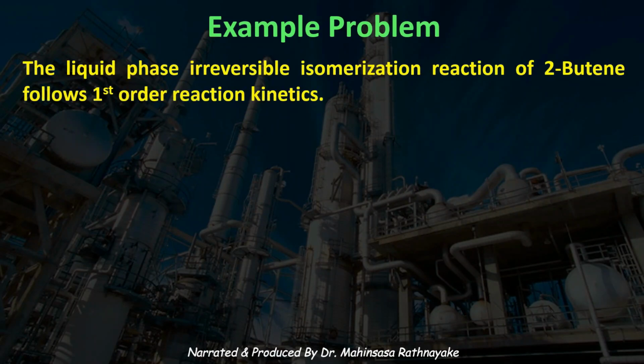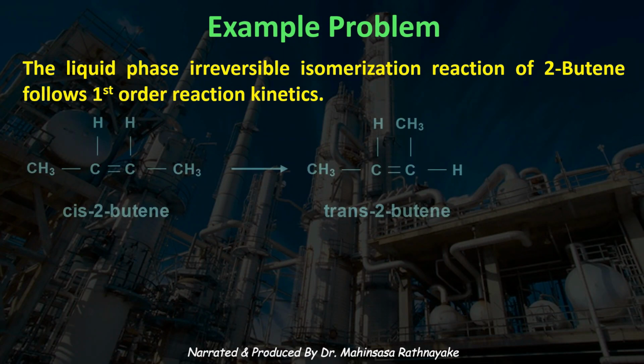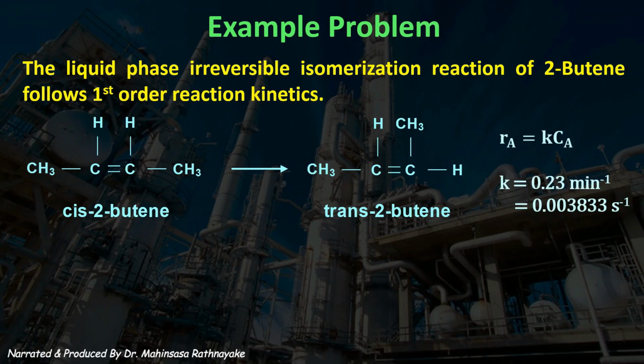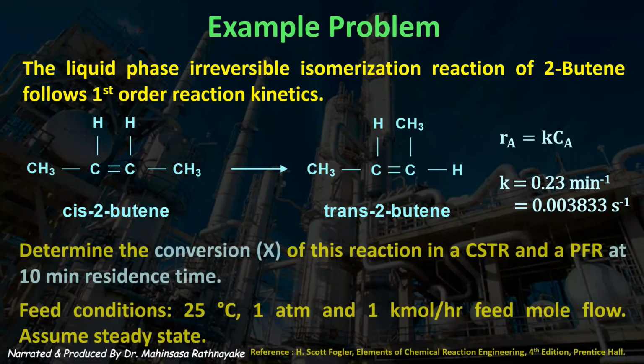Let's consider the homogeneous liquid phase reaction of cis-to-trans isomerization of 2-butene. The first order reaction is carried out in a CSTR and PFR separately, where the volumetric flow rate is constant. Let's take the feed mole rate of cis-2-butene as 1 kmol per hour into each reactor. The rate constant K has been experimentally found to be 0.23 per minute. We need to determine the conversion of each reactor at 10 minutes residence time.